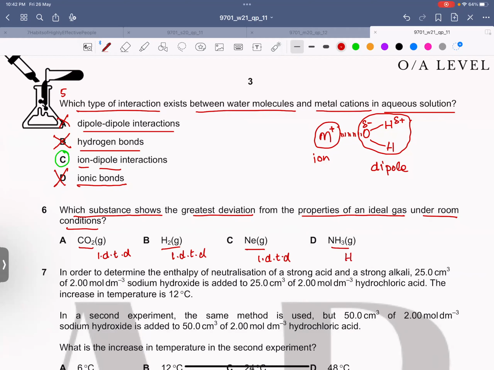But in ammonia, there is a hydrogen bond, right? And hydrogen bond is the strongest among all the intermolecular forces. So ammonia gas can show the greatest deviation from the properties of an ideal gas. So the correct answer would be D. Is this clear to everyone? If anyone has any doubt, do ask.